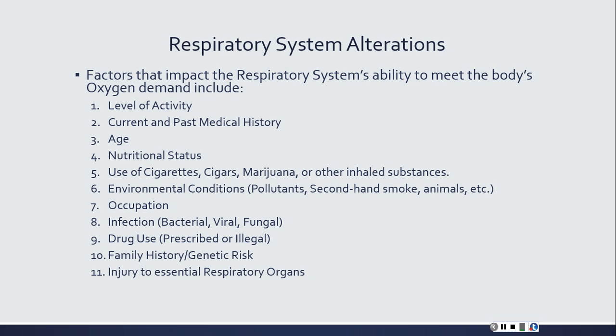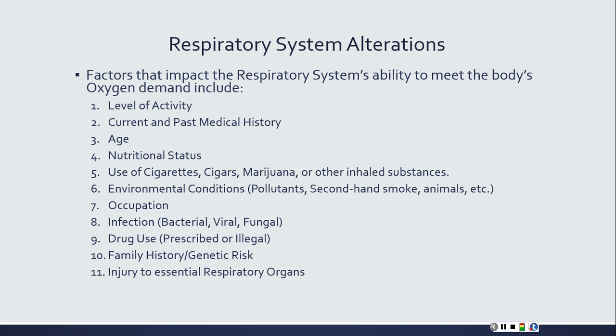Infection, bacterial, viral, fungal infections, absolutely they're going to alter the respiratory system. Drug use, whether prescribed or illegal. Family history, including genetic risk, and also injury to essential respiratory organs. Okay. You have a car wreck and you damage the lung, you damage the tissue, or you damage the integrity of the lung, it's going to have a significant impact. I mean, pretty self-explanatory there. All right. And we're going to kind of look at some of these in a little greater depth here as we go through.